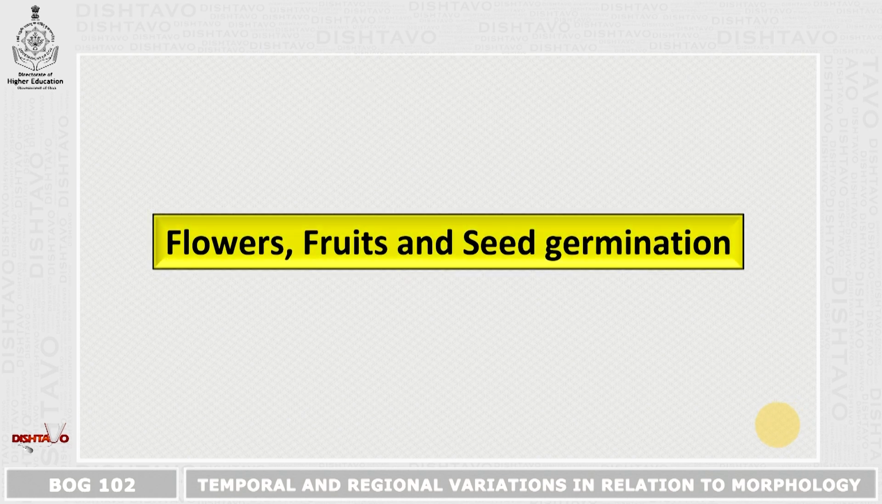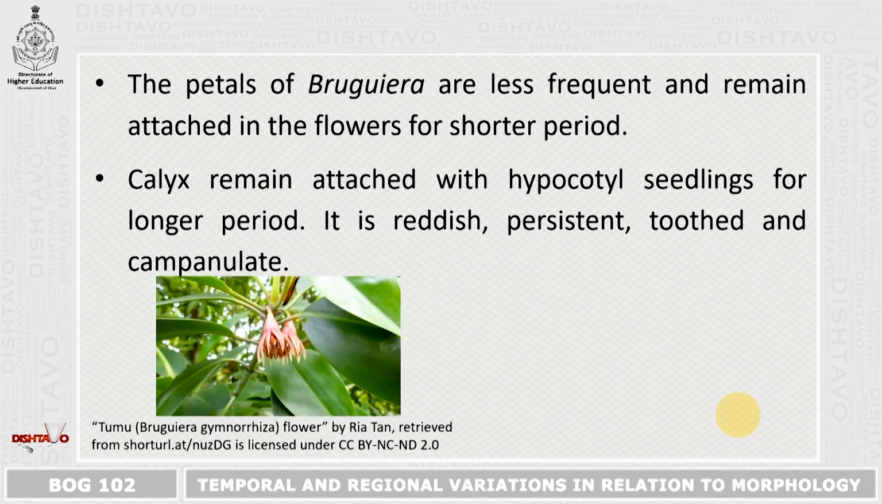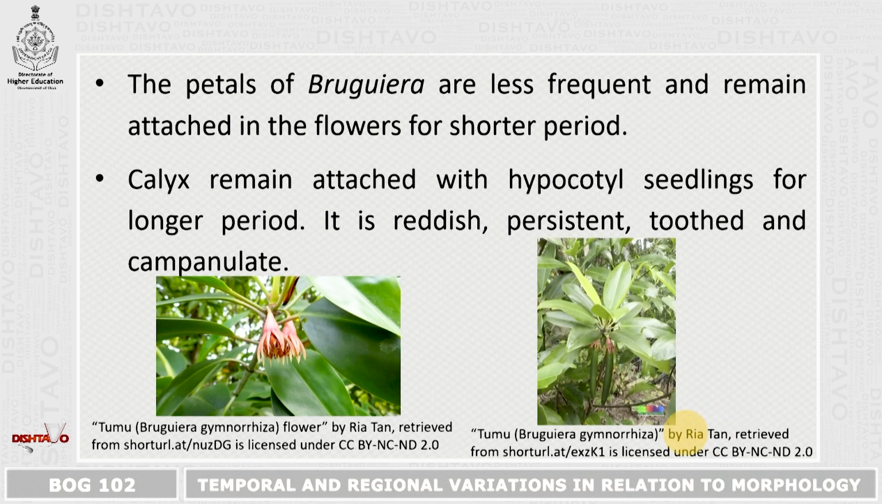Now let us learn about the flowers, fruits and seed germination in mangroves. The flower petals of Bruguiera are less frequent and remain attached in the flowers for shorter period. However, calyx remain attached with the hypocotyl seedlings for longer period. It is reddish, persistent, toothed and campanulate, which you can see in this picture. This is the calyx and here is the hypocotyl.